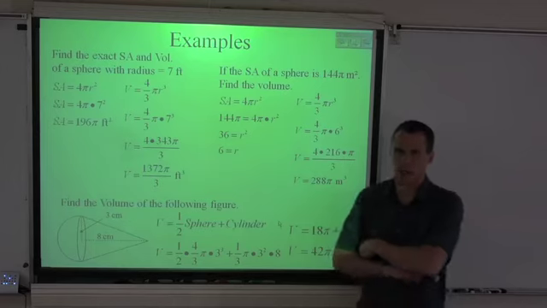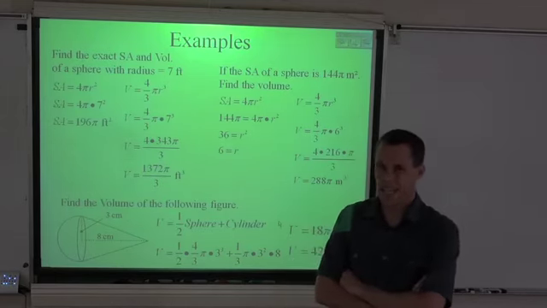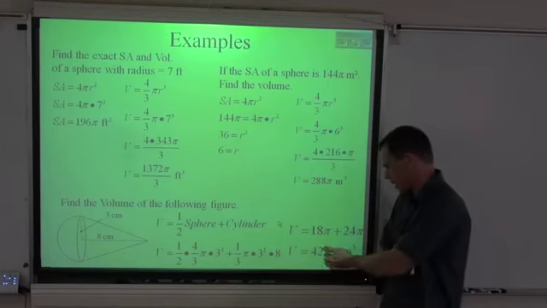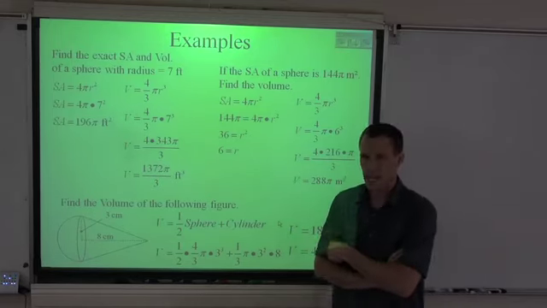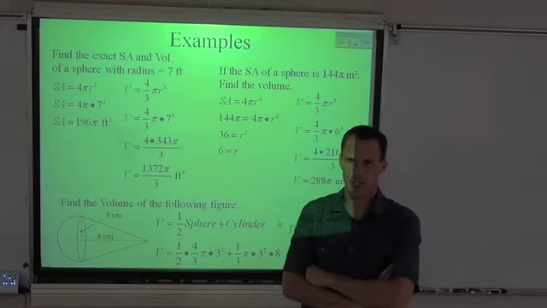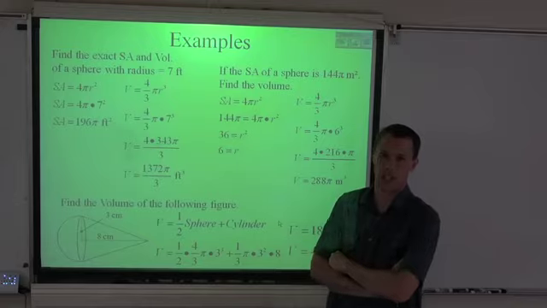Remember that if we work with exact answers, life is a little bit easier. And in the end, we can go to our calculator to find out what 42 pi is. That's it for Chapter 11, Section 6, about the volume of spheres and the surface area of spheres.